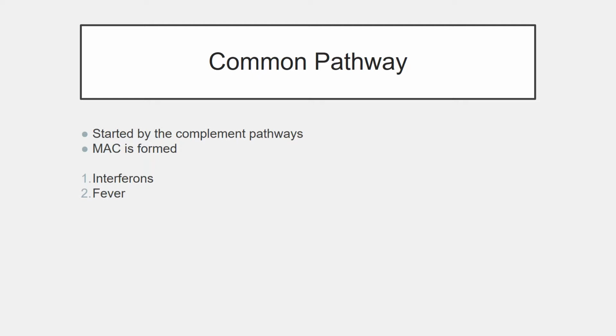Fever. Your body temperature should be around 98.6 degrees Fahrenheit or 37 degrees Celsius. Pyrogens are the chemicals that cause fever. These are released by macrophages and other white blood cells. Fever can help you fight infection and virus.